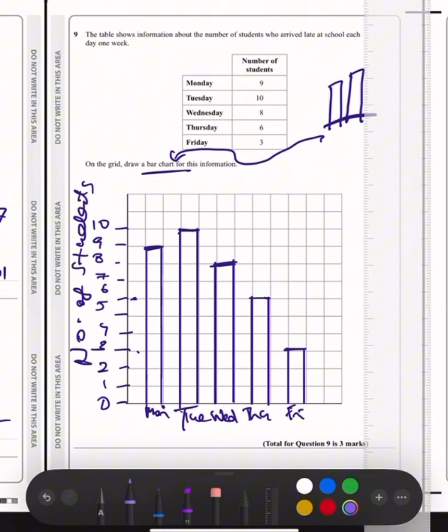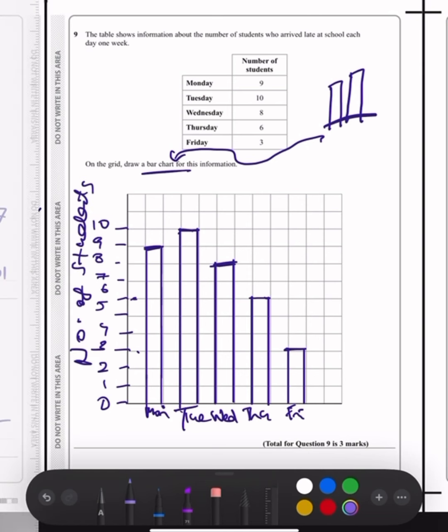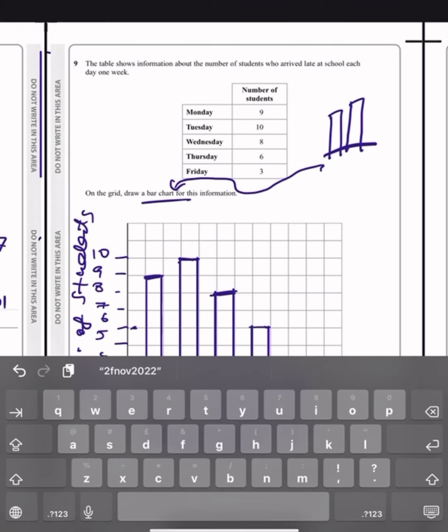Okay, so let's move on to the next question and remove the scale. It's fine, it'll get removed by itself. Let's move on.